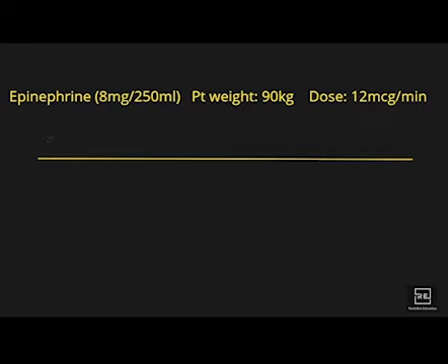So normally, we'd start with the patient weight, but since we're using a non-weight-based dose for our epinephrine, we're going to start strictly with our dose. So you have 12 mics per minute. And now, because we have mics in our dose, but milligrams in our concentration, we need to convert that. So 1,000 mics in 1 milligram. And now that we've got milligrams, we can convert 8 milligrams and 250 mLs.